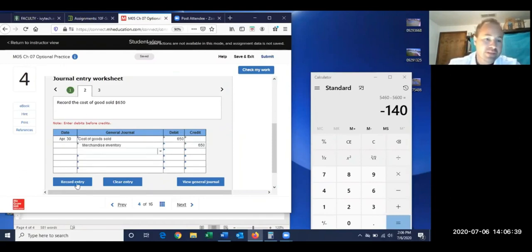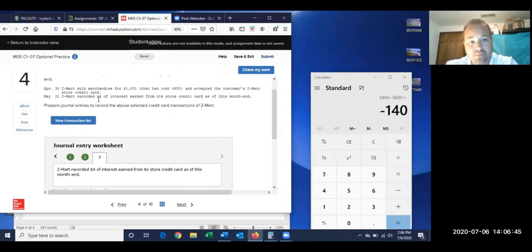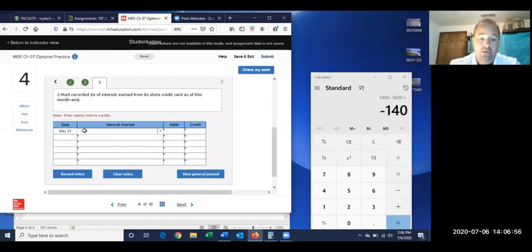And then the difference is, since we didn't get the money right away, some interest was earned. It says $4 of interest was earned on this bill at the end of the month that we didn't pay off, say, our Kohl's account. So all we're going to do here is add in interest receivable for $4. We didn't even need to calculate it. That's going to come later. And we're going to credit our interest revenue for the $4.